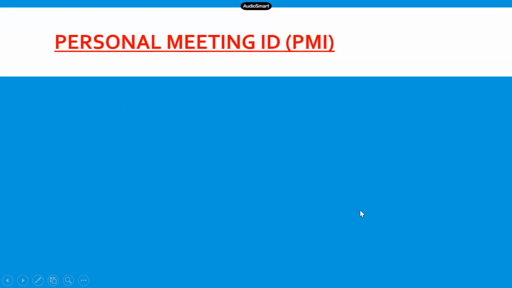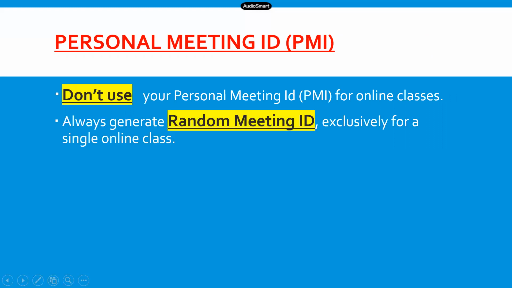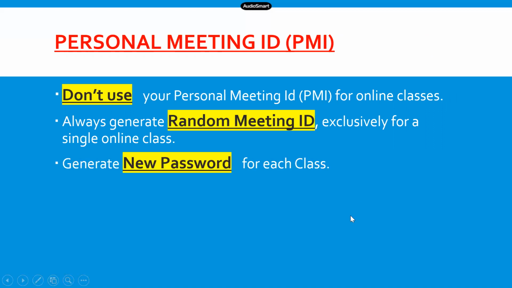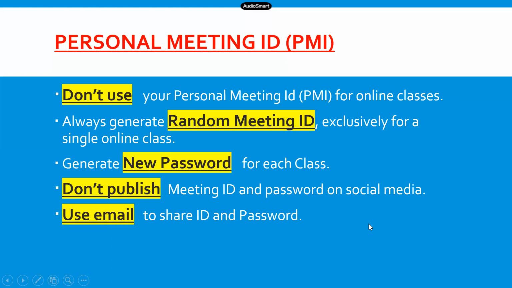Now, personal meeting ID, don't use that for online classes. Always generate random meeting ID exclusively for a single online class. Generate new password for each class. Don't publish meeting ID and password on social media. Use email to share ID and password. Avoid recurring class with single ID.